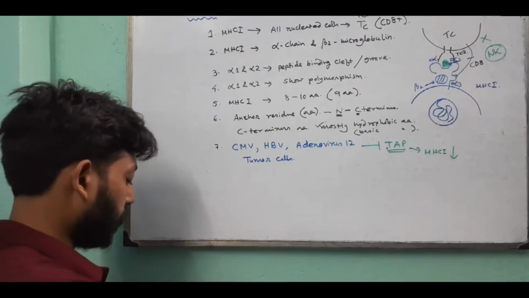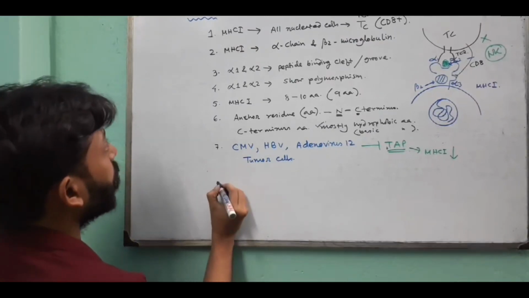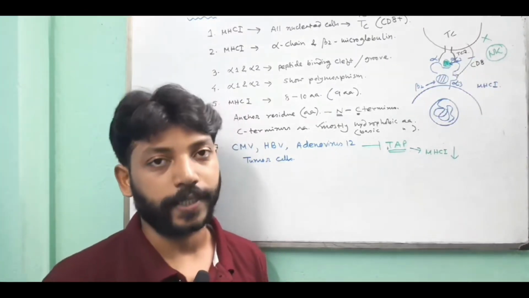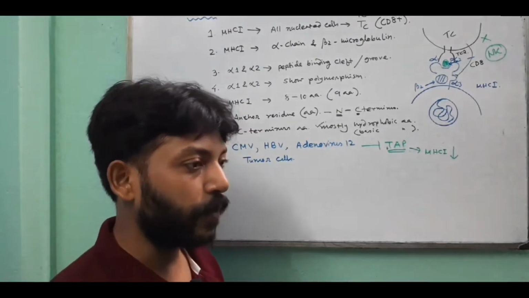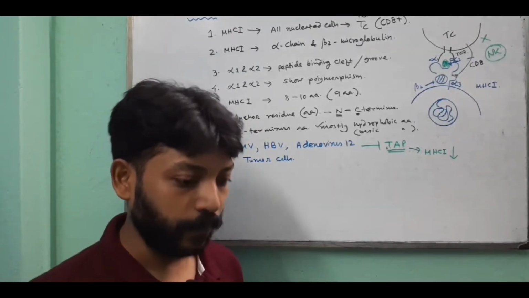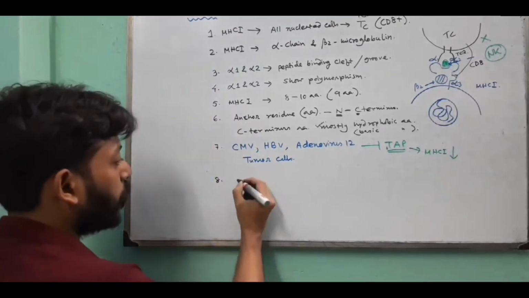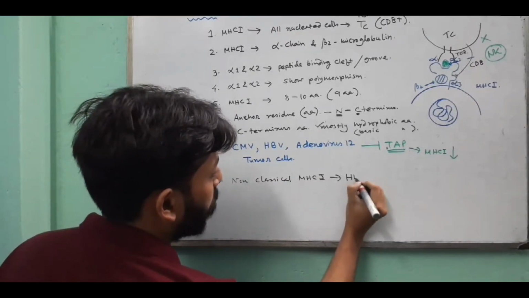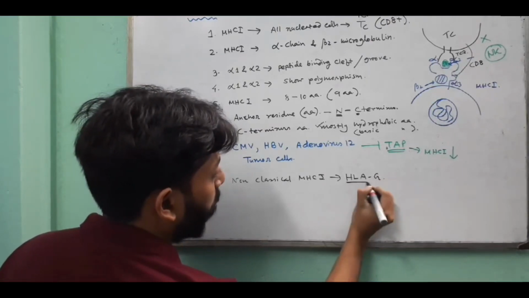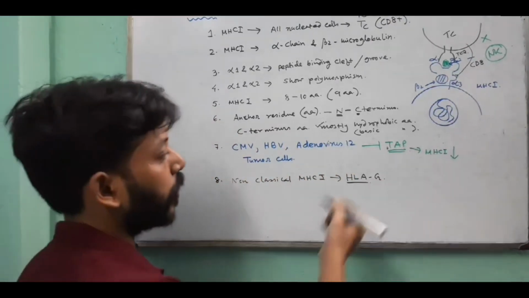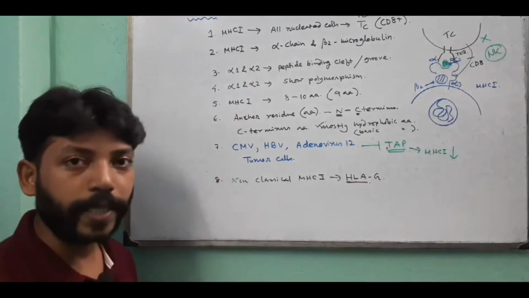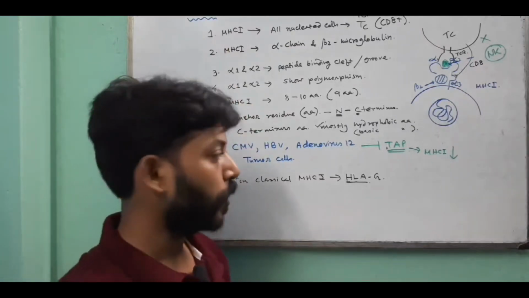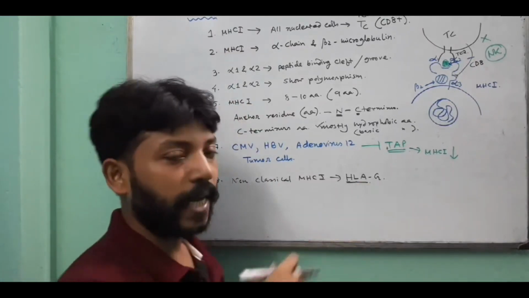Another last point I want to mention here, a basic fact about the class 1 MHC, that is point 8. Some non-classical class 1 MHC molecules are also present. Non-classical means they do not take part in the immune system very actively. The example of one non-classical MHC I molecule is HLA-G. In human, the MHC molecule is called HLA. HLA means human leukocyte antigen. So in mice it is called MHC, but in human it is called HLA. So one non-classical MHC I molecule is HLA-G.